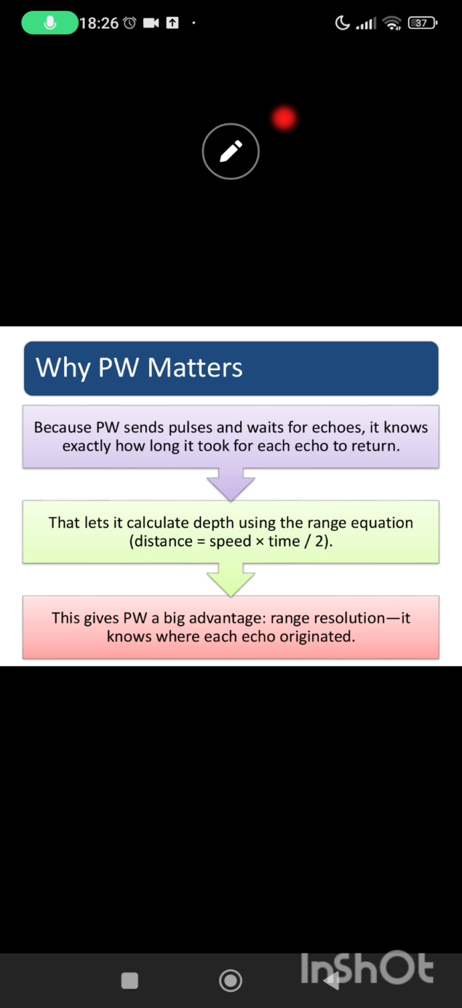And why divided by 2? Because it goes and comes. We only want to measure one way, but the time includes going and then coming back. So we divide it simply by 2. That's how we can calculate the depth, and we say its range resolution is excellent because it has the ability to know where the echo actually came from.